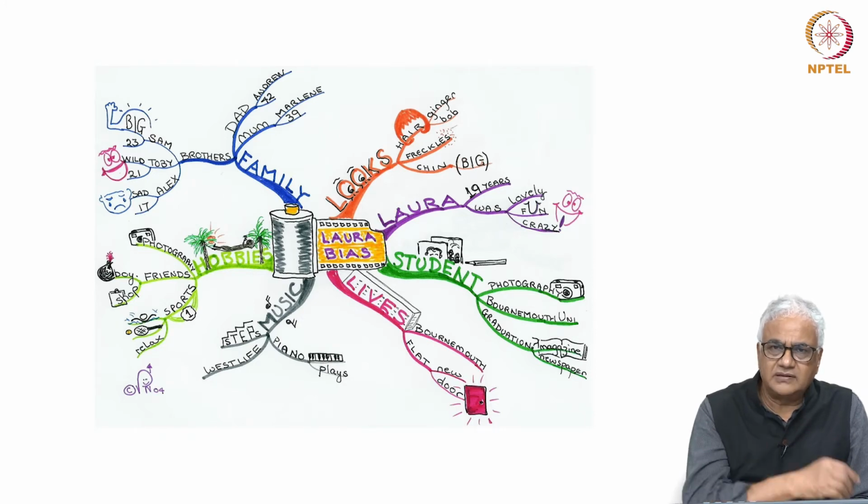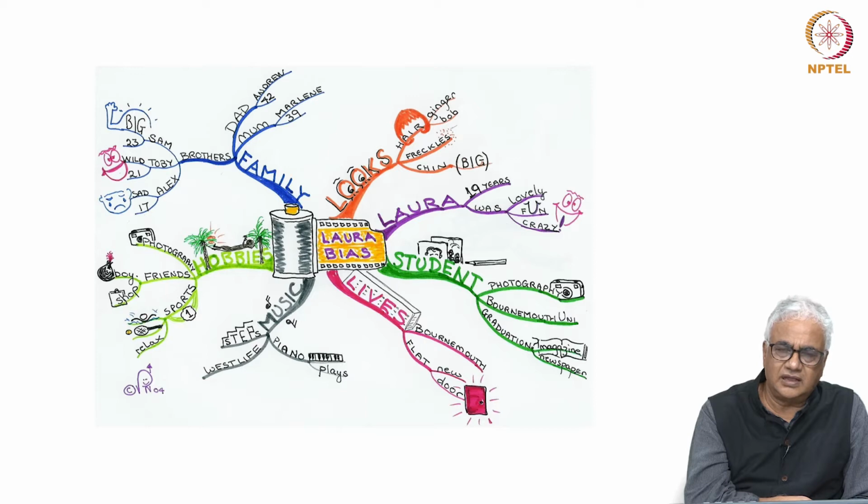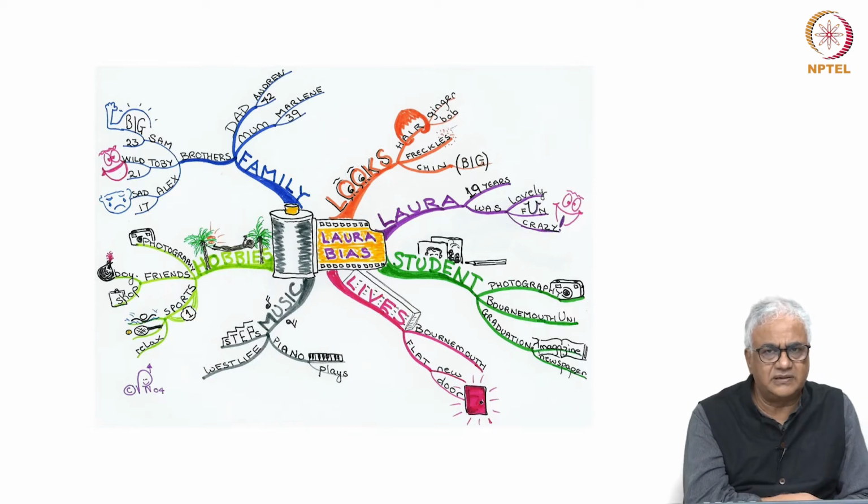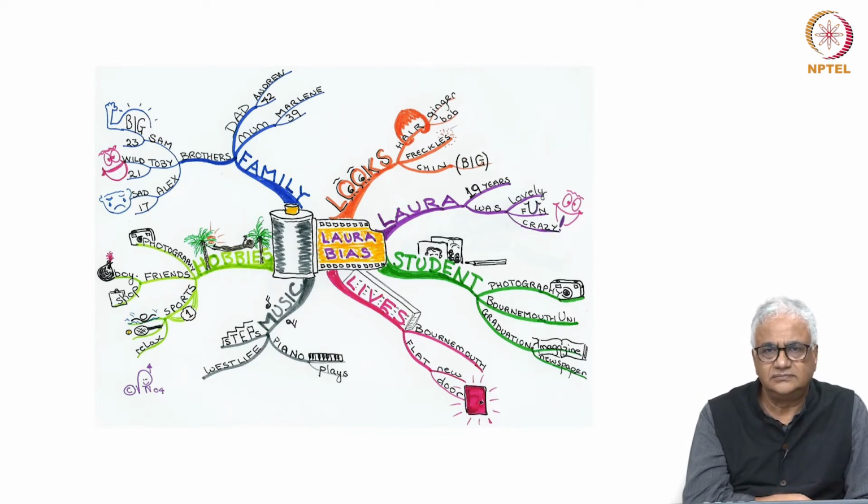And then what happens? You see how many thick lines are there on this map? How many thick lines? You can't make a mistake in this. Yes, 7. What are the thick lines? The thick lines are looks, Lora, student, lives, music, hobbies and family.